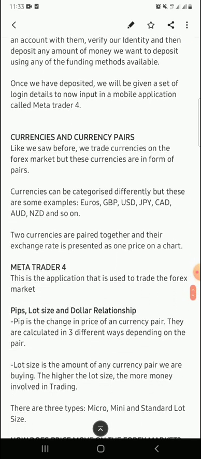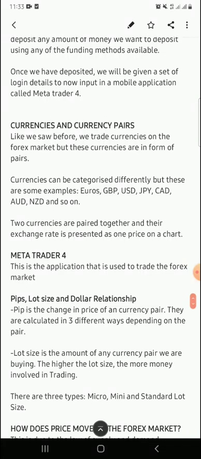Now, the next thing we're going to be learning is currencies and currency pairs. So, like I said before, we trade currencies on the forex markets. Okay, but the local way is just to go to the bank, tell them you want to buy one of the currencies. Let's say you have naira, you just go to the bank. Okay, yeah, I want to buy dollar. Then you pay them the naira, they give you the dollar based on the current exchange rates. Okay, so now we trade currencies on the forex markets, but digitally these currencies are in the form of pairs, and we're going to see that real soon. Now, let's just see some examples of currencies.